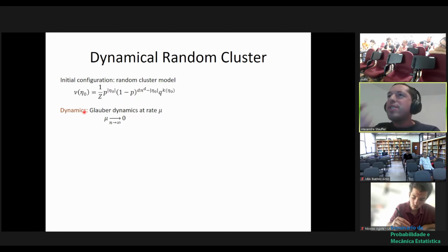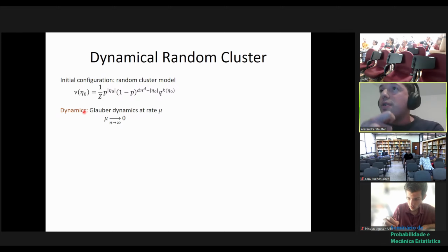So each edge has a Poisson clock. When the clock of rate mu rings on an edge, then the edge updates its state according to Glauber dynamics. So it becomes open or closed according to the measure that's conditioned on the state of all the other edges. You don't need to know any of this, but I'm going to describe what the Glauber dynamic is for the random cluster. It's easy to describe.